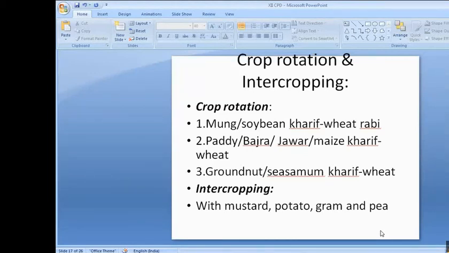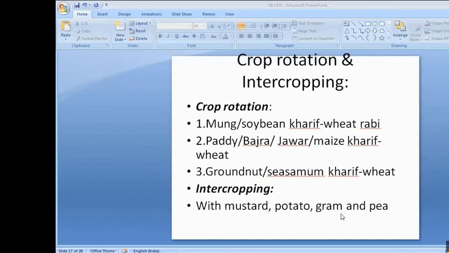For example, jawar, jawar and jawar. Though here in three seasons jawar is grown, that is not crop rotation. But we have to take different crops in different seasons. For example, in kharif season, we can grow moong or soyabean, and then we can grow wheat. In rabi, wheat. In kharif, soyabean or moong. Or we can grow paddy, bajra, jawar, maize in kharif crop. And then in rabi season, we can grow wheat.